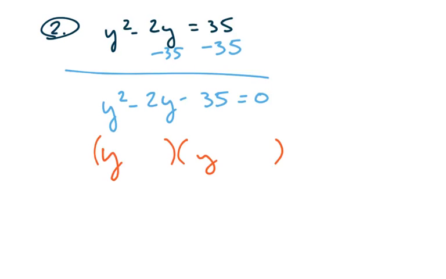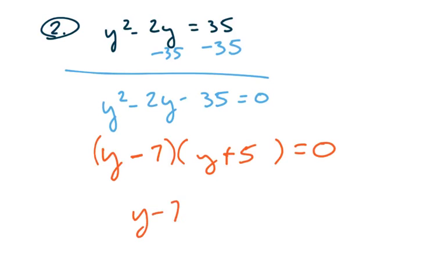So we're going to ask ourselves, what times what is y squared, which is obviously y and y. We're going to go to 35 and say, what times what is 35? First thing that pops in my head is 7 and 5. And I want, if 7 is negative and 5 is positive, negative 7 plus 5 is negative 2. And we're good to go.